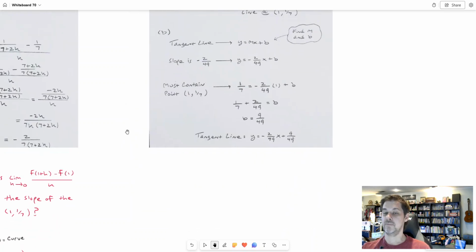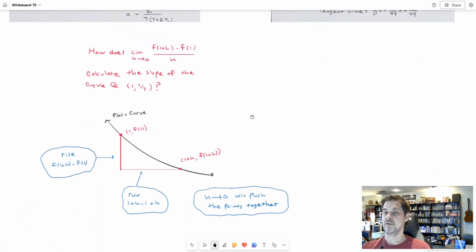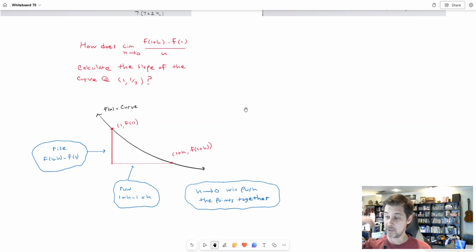Now, I want to talk a little bit about why this works. No calculus class would be complete without a little bit of a discussion about why this works. So I pose the question to you, how does the limit as h goes to 0 of f of 1 plus h minus f of 1 over h calculate the slope of the curve at that point they gave me? How does it do that? All calculus students should know.